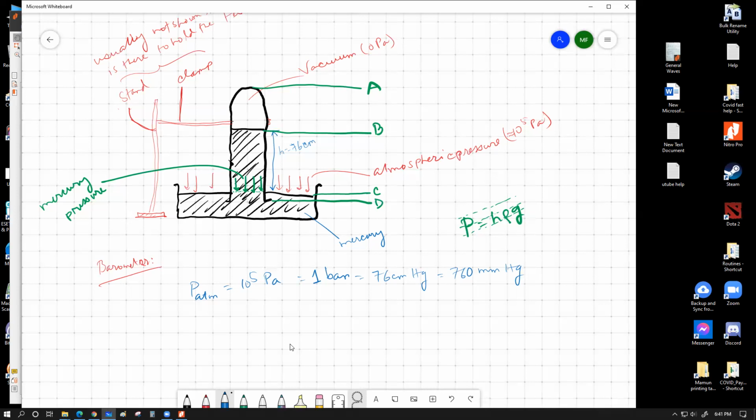This increases H. Subsequently, calculated pressure P equals H rho G also increases.